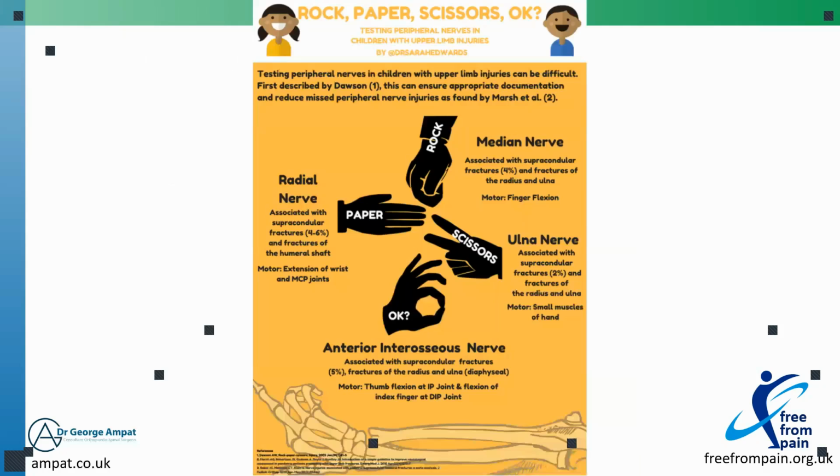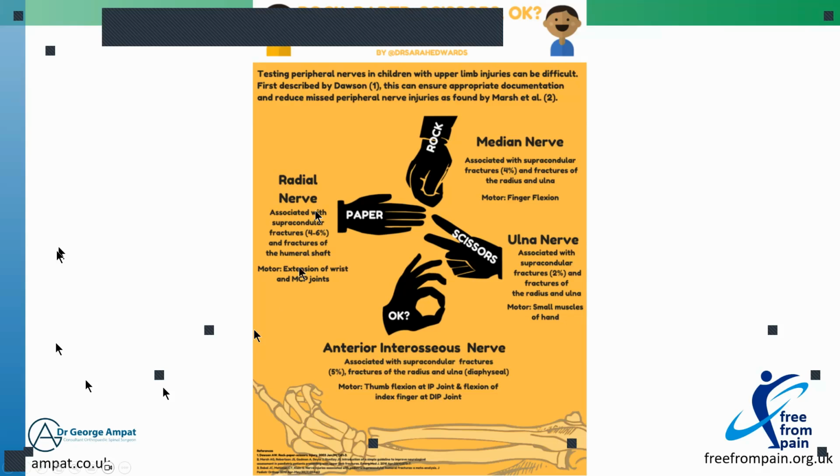How to identify whether there is nerve injury in the hand? You can use the same trick in children or in adults also. You use the game rock, paper, scissors. If the child is able to do the usual game, you ask the child to do the paper, and if they are able to do that image, then the radial nerve is intact.